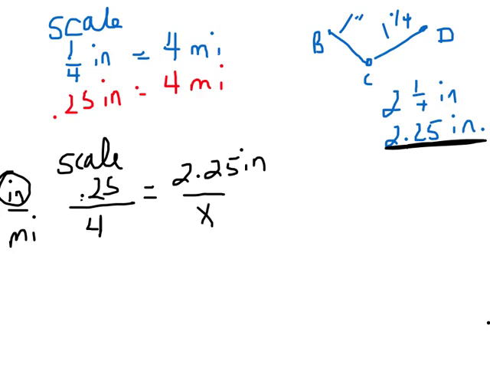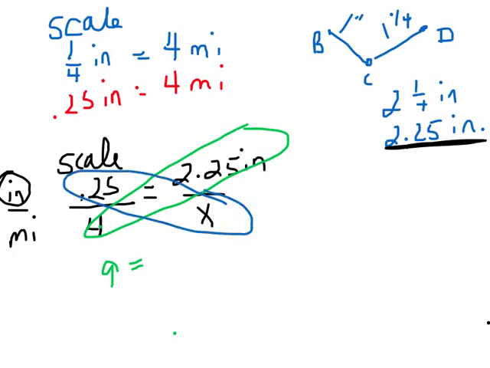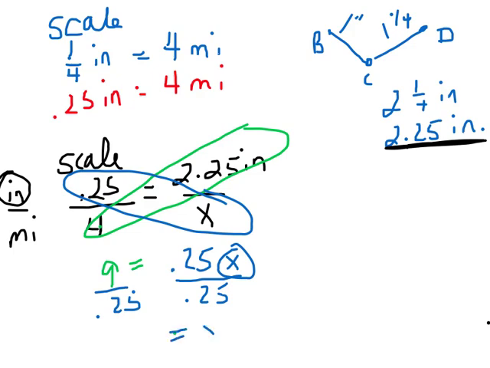To solve this, we can cross multiply. 4 times 2.25 is 9, and then I have 0.25 times x that I get from this diagonal. We set those two amounts equal to each other and solve for x. To get x by itself, I'm going to divide by what's in front of it. Since I put a decimal, that's what I'm going to do. If I divide 9 by 0.25, if you put that in your calculator, you end up getting 36. So the distance from B to D is 36 miles.